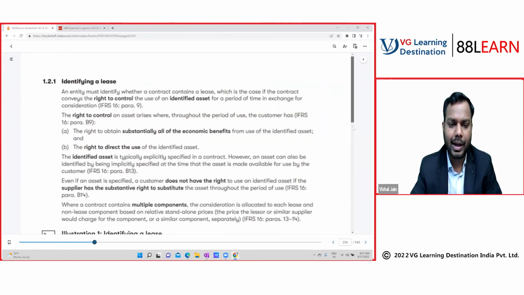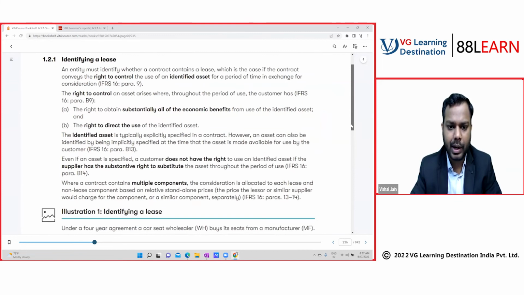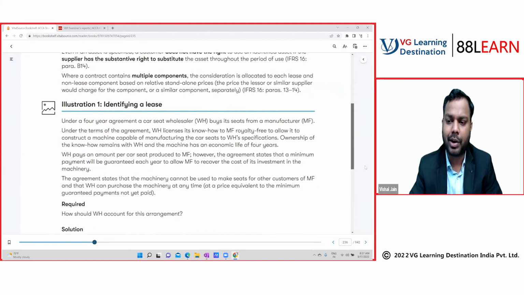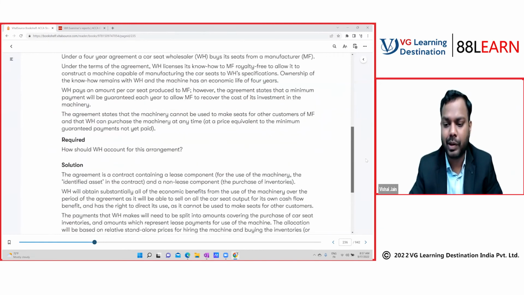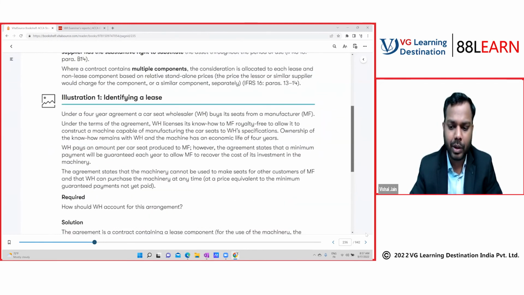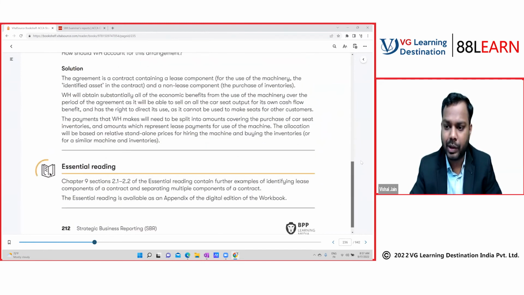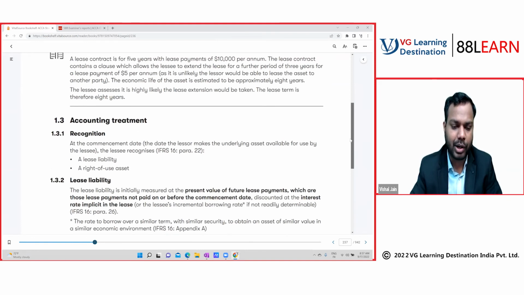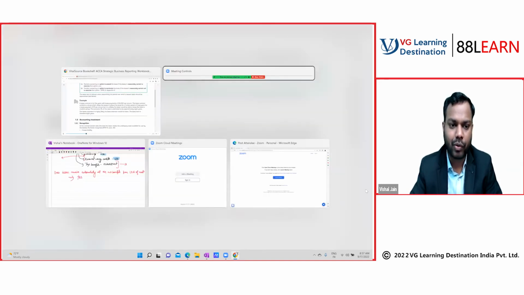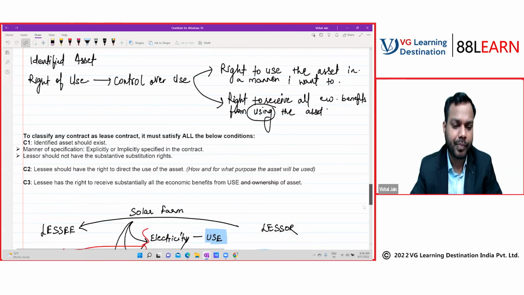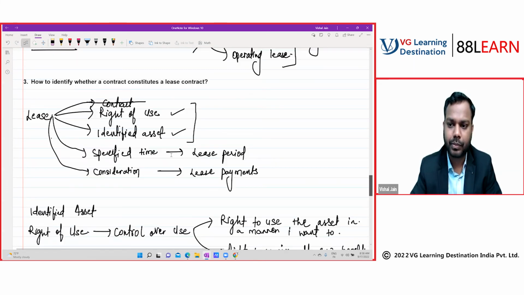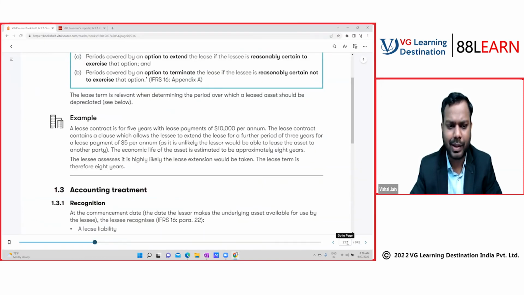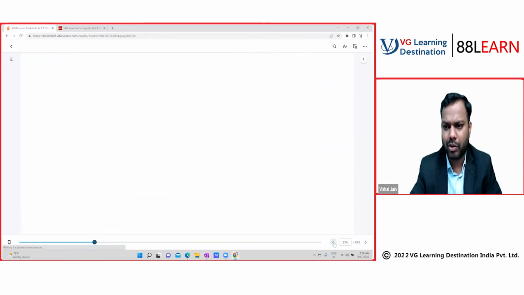Identifying a lease. This is the topic that we covered right now. After that, there's an illustration on this one. You have to read this illustration and try to solve it. If not, then definitely we'll discuss this illustration in the next class. After that, lease term we'll discuss. That's all. Now, let me come to the next point. I hope everything is clear so far, everyone. Page number in my ebook is 236, 237. You can see in your book whatever is applicable.